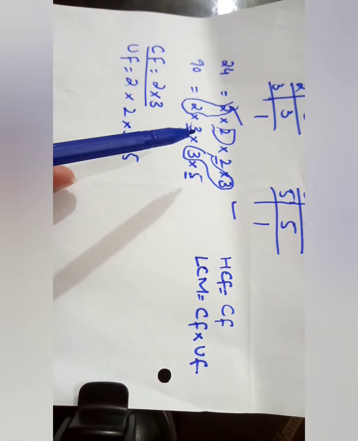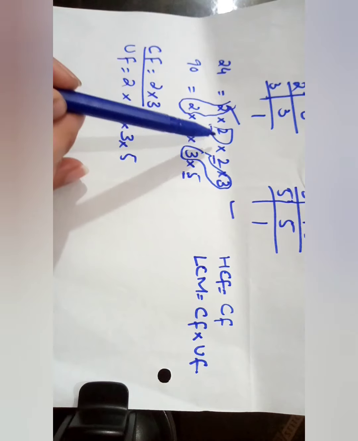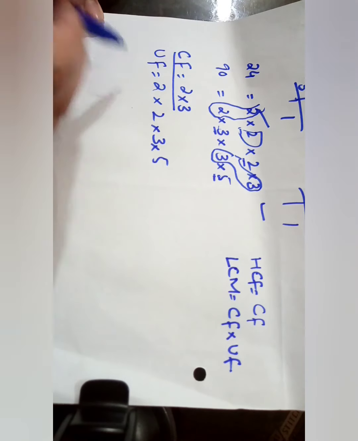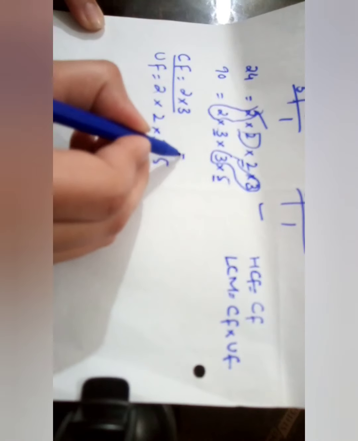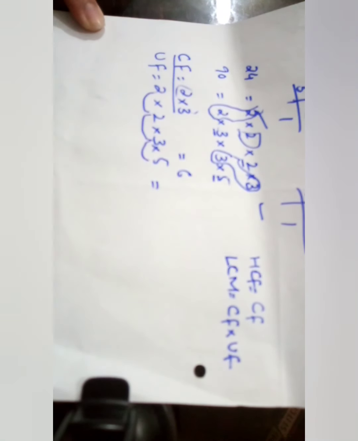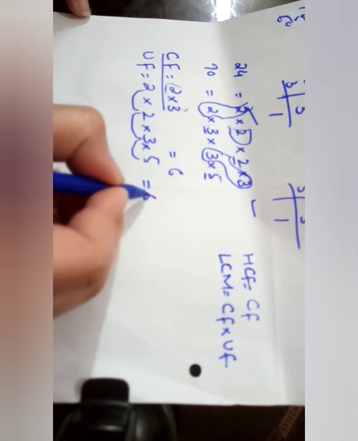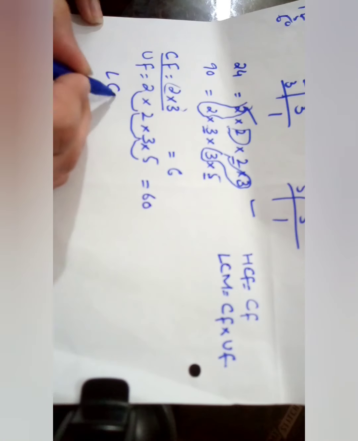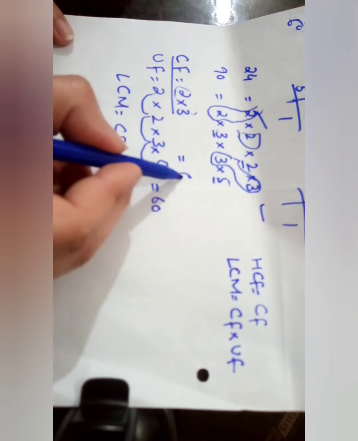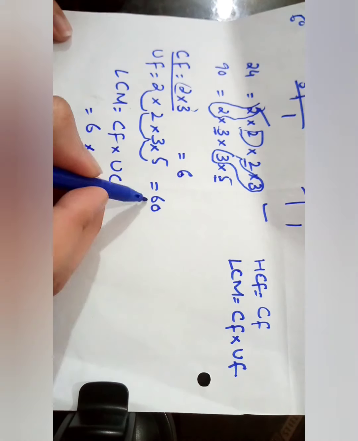Uncommon factors are all the terms that are left behind. We have two 2's in the first factors and 3 and 5 in the second. So what is the product of the common factors? 2 3's are 6, and the uncommon factors: 2 2's are 4, 4 3's are 12, and 12 5's are 60. So LCM is the common factor multiplied by the uncommon factors. We have common factor 6 multiplied by uncommon factor 60.